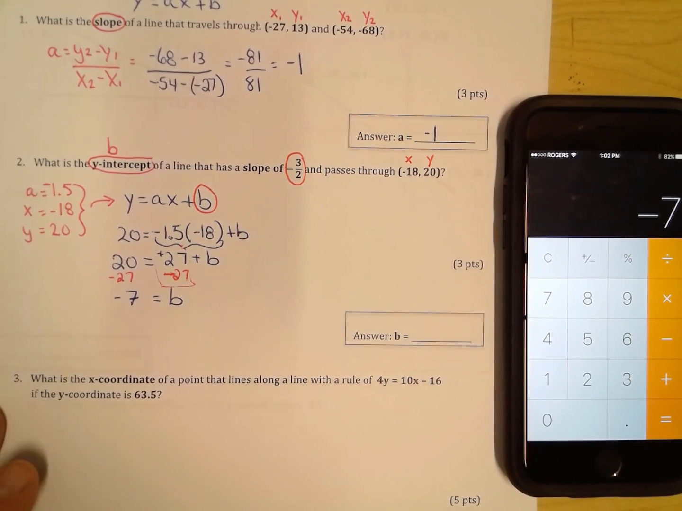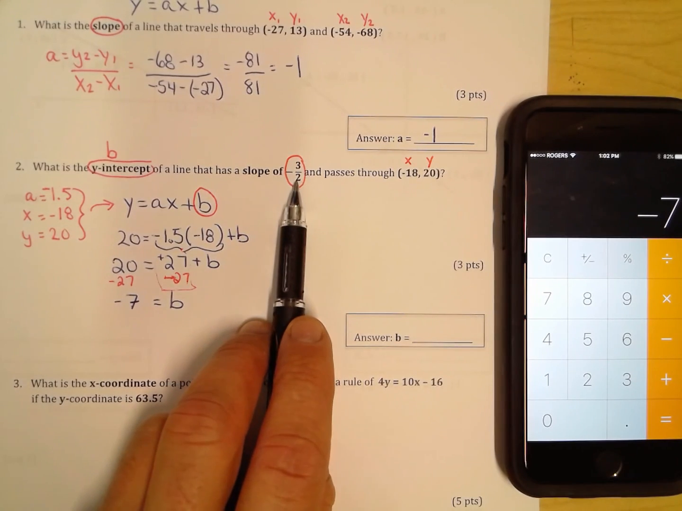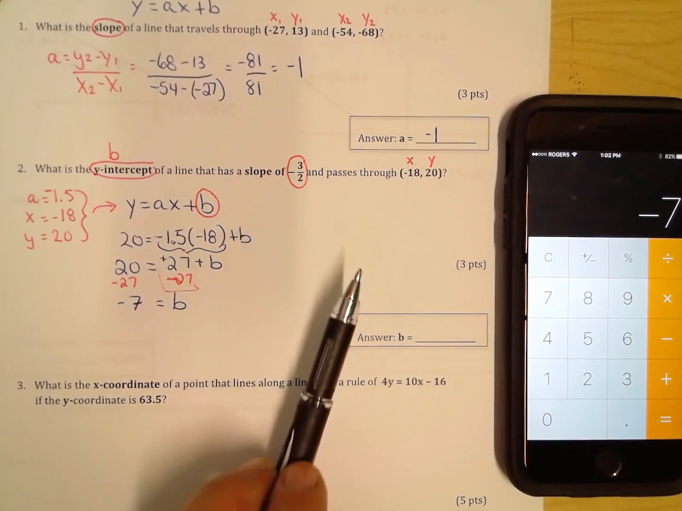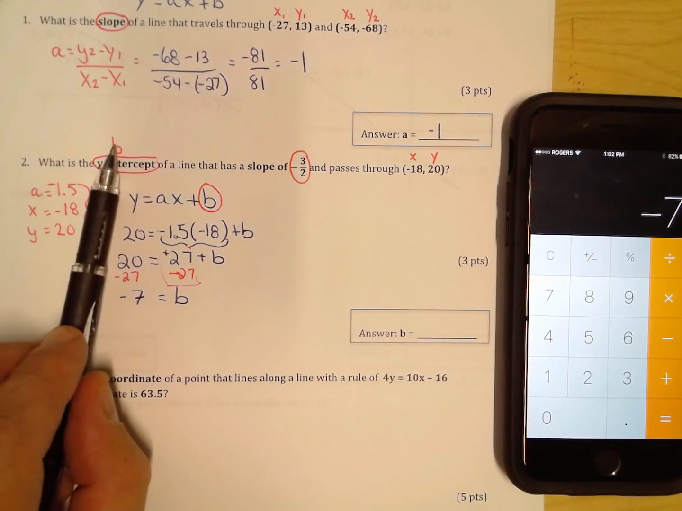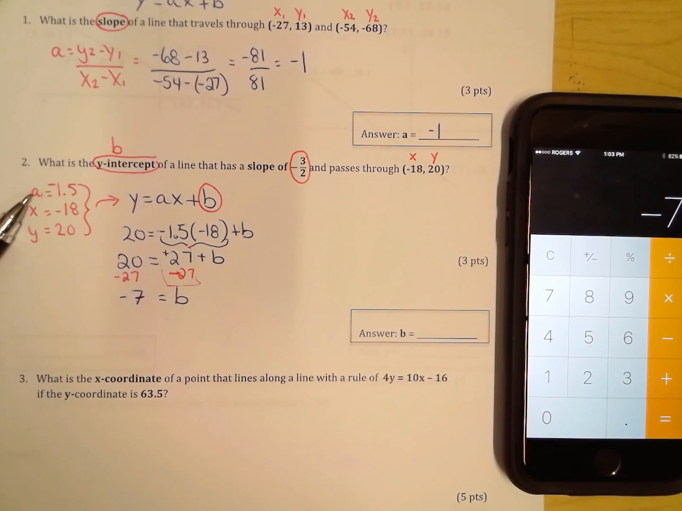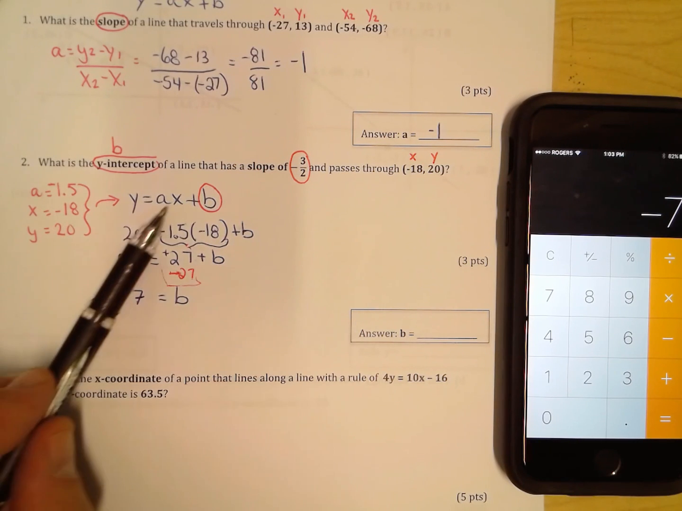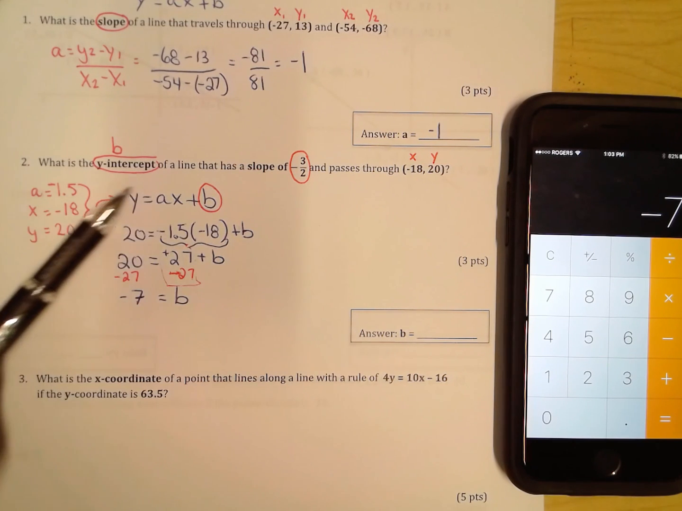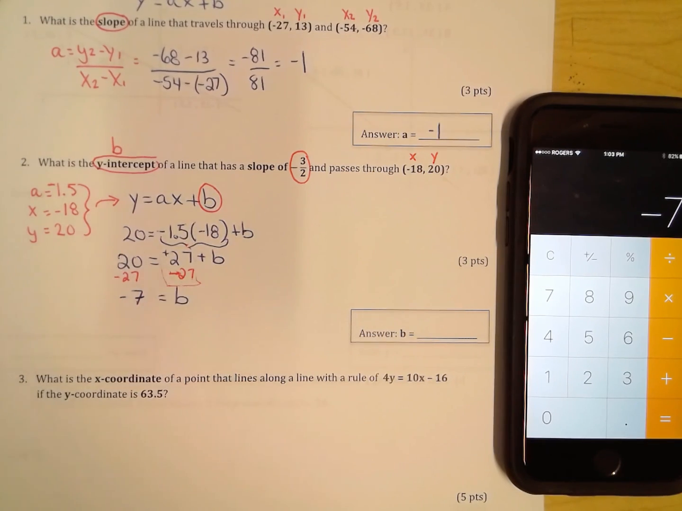So just to review it, we convert the fractions to decimals if we don't like the fractions. We identify the variables x and y. We identify the b from the words y-intercept. We take note of the variables that we're aware of, a, x, and y. We use the formula that we know we're going to be using again and again and again, y is equal to ax plus b, and we substitute the values in that we know in order to identify the unknown, which in this case is b.